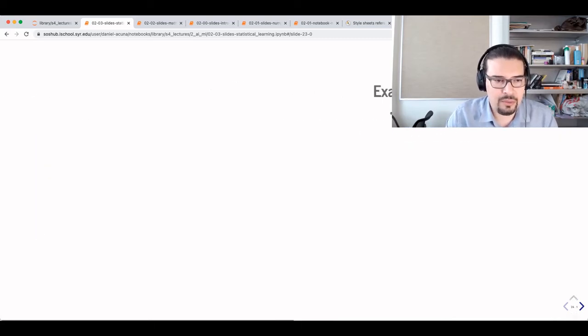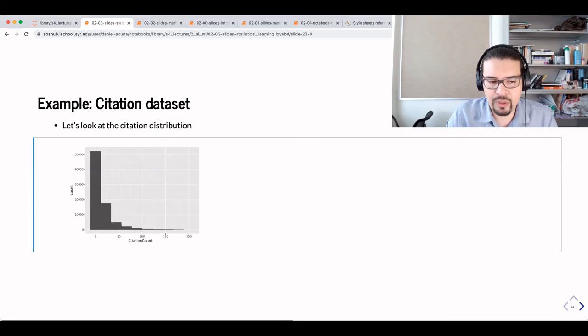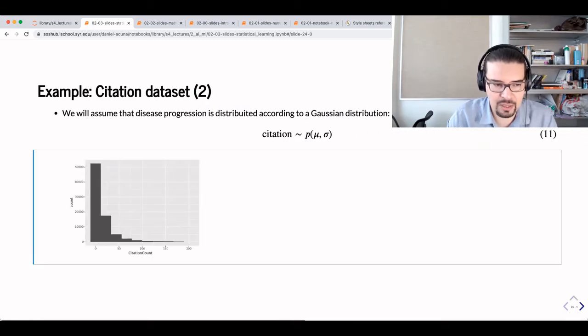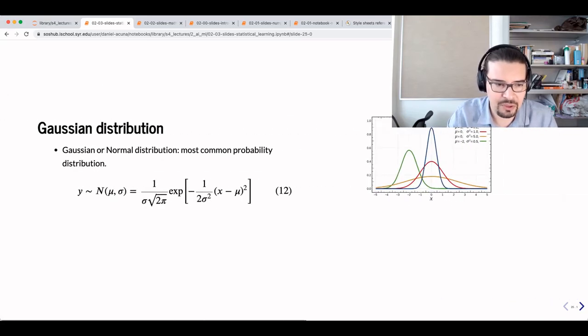Okay, so we can look at a very, very simple example. We want to just understand the distribution of citations. So this is the distribution of citations for the data that I was showing you. And we can say, okay, let's assume that this is a Gaussian distribution. It's a very poor approximation because the Gaussian distribution has two tails, but citations is a count random variable, so it's not the greatest approximation.